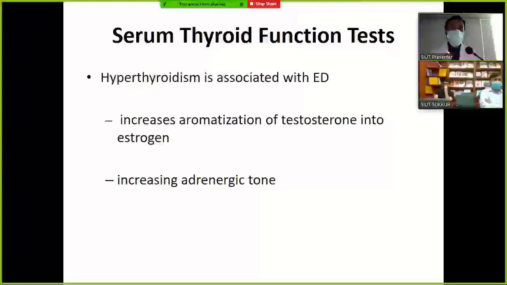Then serum thyroid function test. Hyperthyroidism is associated with erectile dysfunction. Increased thyroxine level causes increased aromatization of testosterone into estrogen, which causes increased androgenic tone.